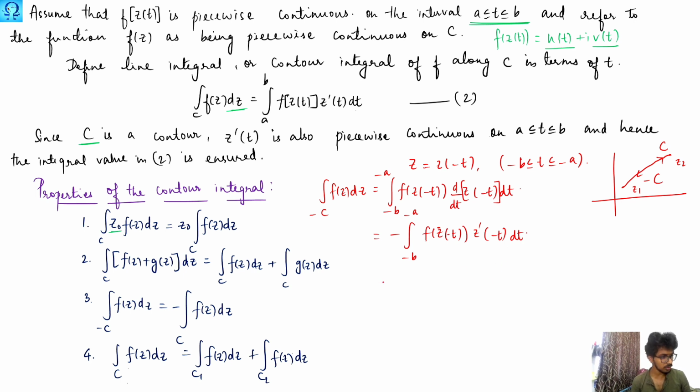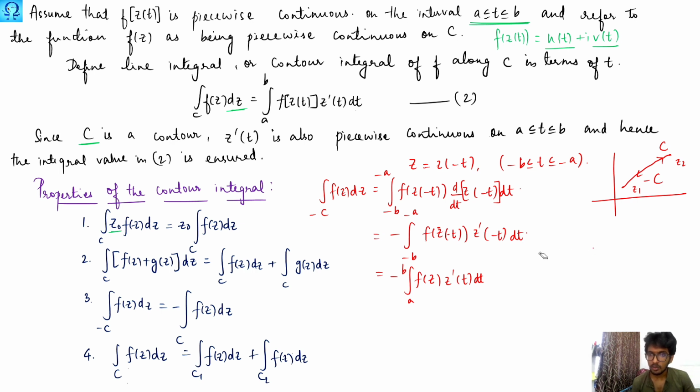When you do the sign change, this is equivalent to the integral from a to b of f of z of t times z prime of t dt. What we have done here is replace minus t with tau. For minus t you have limits from minus b to minus a, so we are changing these to tau. For t, it is from minus a to minus b. If it is for minus t, it will change the other way, so we have to make those changes here.